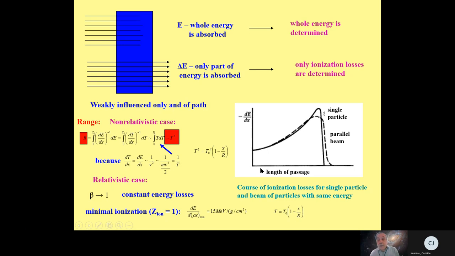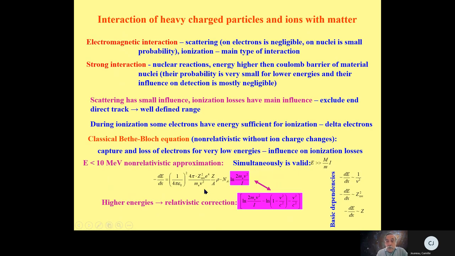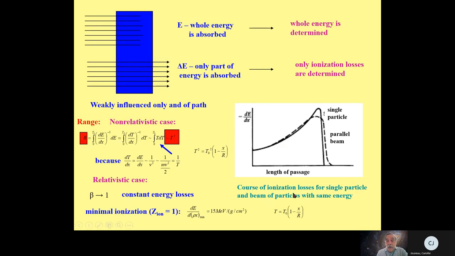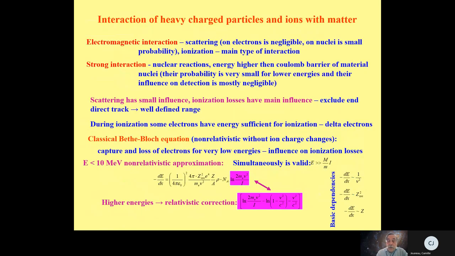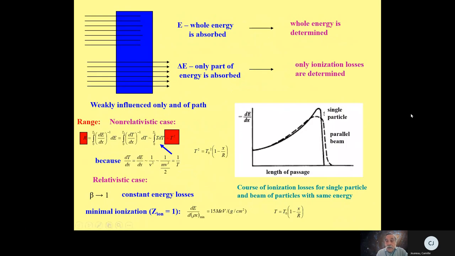Here is the course of ionization losses, and if you look here, it's possible to see that ionization losses start to increase with decreasing energy. For high energies, for high velocities, these ionization losses are small. If the velocity decreases and gets smaller and smaller, the ionization starts to be higher and higher. That means the main part of the deposited energy will be at the end of the track.